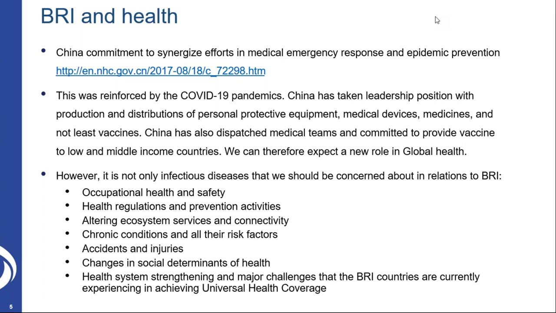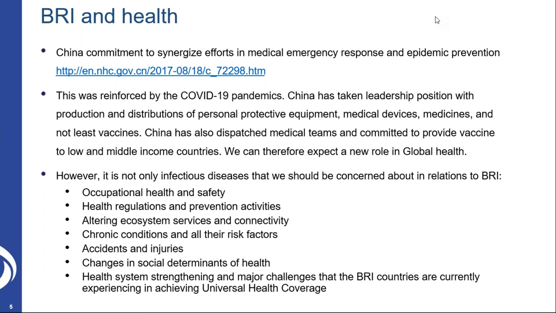I think that the presenters before have looked at the situation of environmental impact assessment. But do we know what the requirement is for health impact assessment? Altering ecosystem services and connectivity could generate disease. It's not just a wet market in Wuhan, it could be anywhere that could increase connectivity among people.